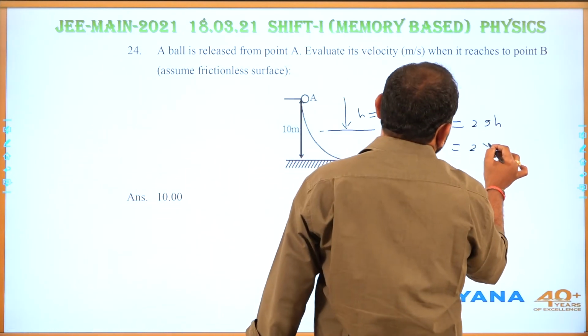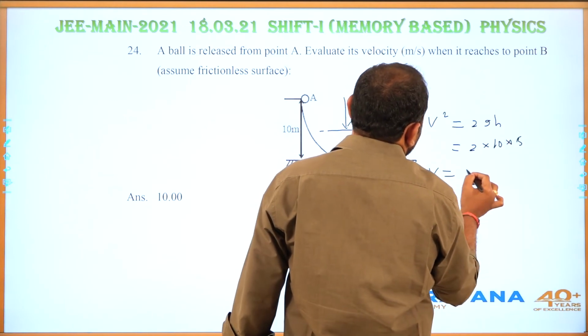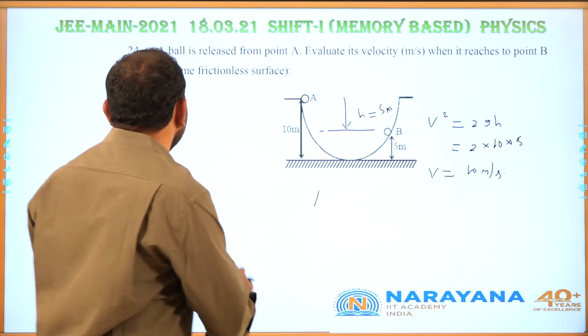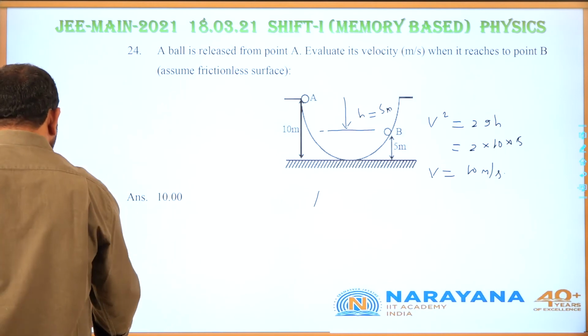So this is 2 into g as 10, H as 5. So the speed acquired by the ball will be 10 meter per second. So it is given as 10. Let us go to the next question.